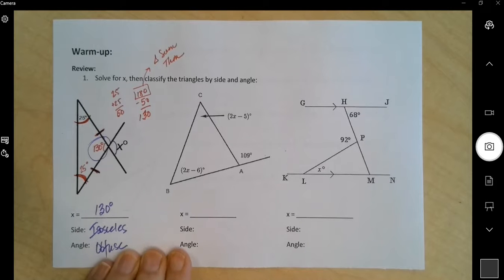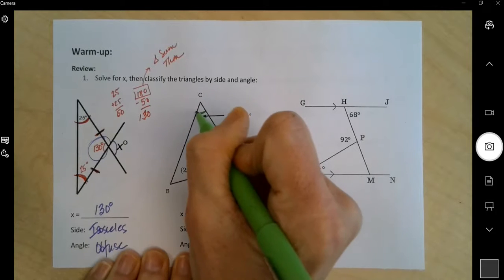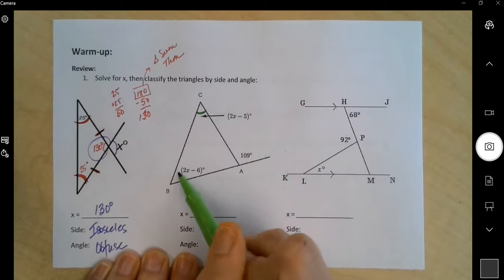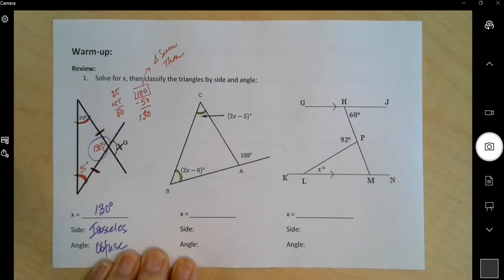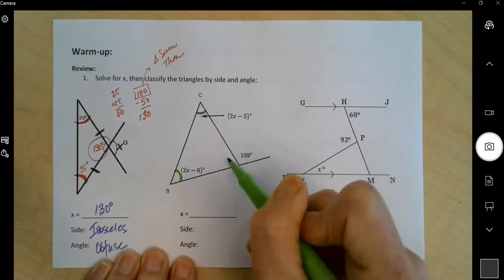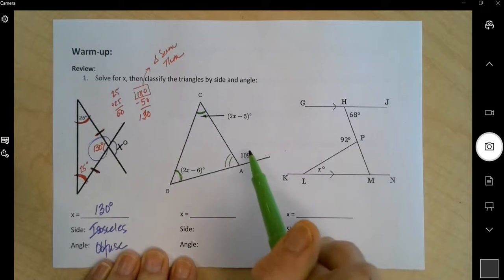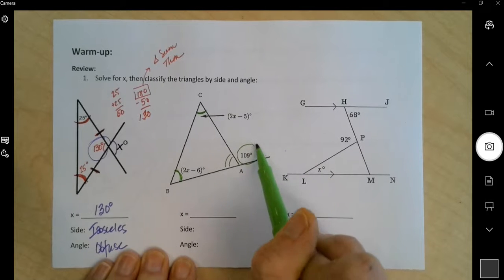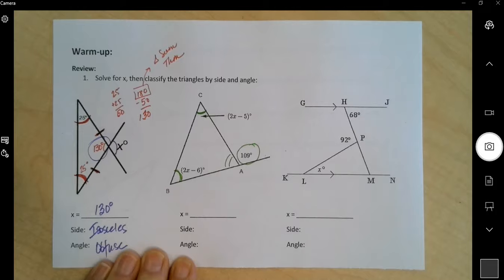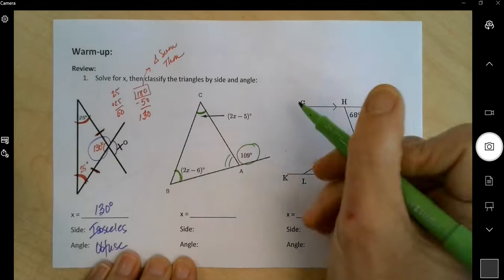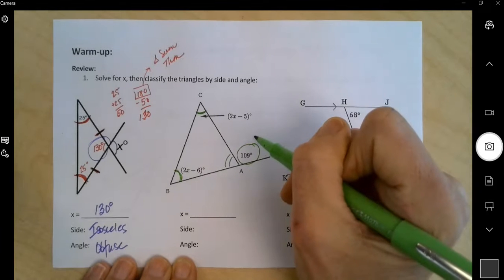So let's talk about this next one. Ask yourself, what do I see? What do I know? What do I need? I see that this angle is 2x minus 5. I see this angle is 2x minus 6. I know that this angle plus these two are going to be 180. But what do I do with this one here? What's he going to help me with? Go ahead, Olivia. This will help you with finding the angle that's missing.